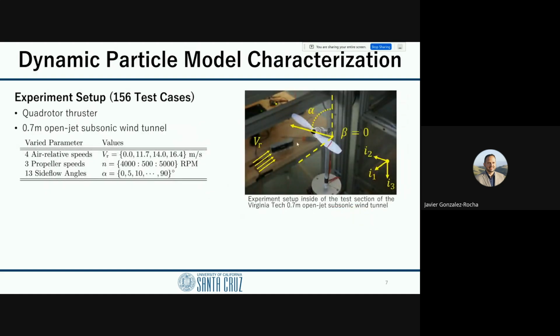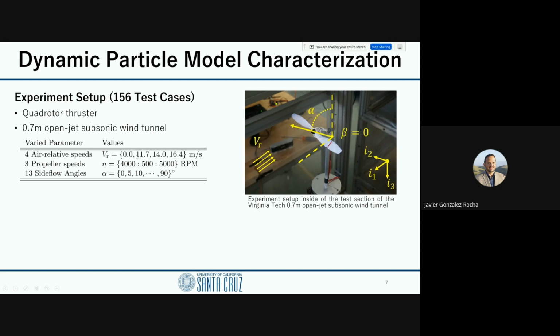All right, so now to characterize the dynamic particle model, this one was a little bit more involved. So now we need to understand how forces are generated. And to do that, I did wind tunnel experiments at Virginia Tech. The wind tunnel wasn't big enough, so what I did was I characterized how much thrust a single thruster generated. Here's the thruster mounted on a sting balance. A sting balance is essentially an instrument that measures forces and moments as the propeller is spinning under different conditions.